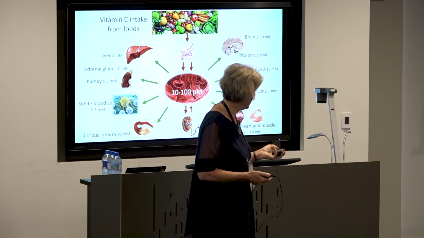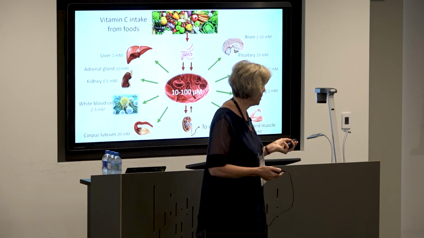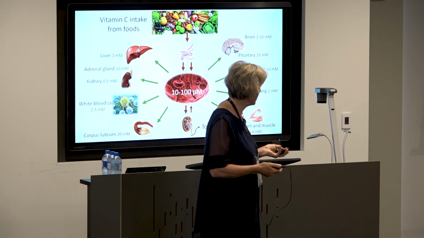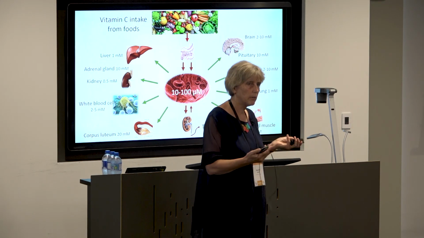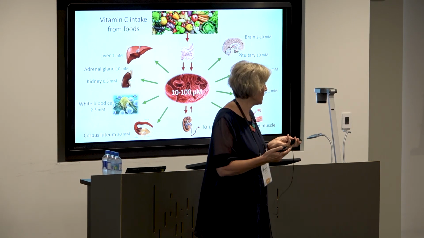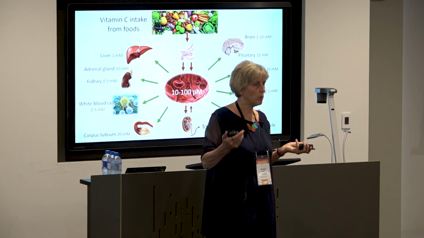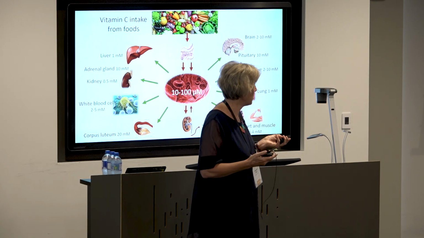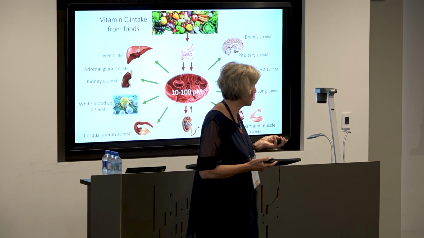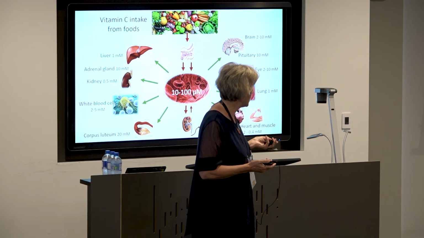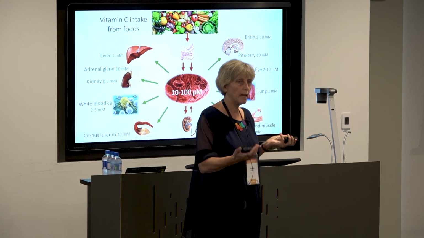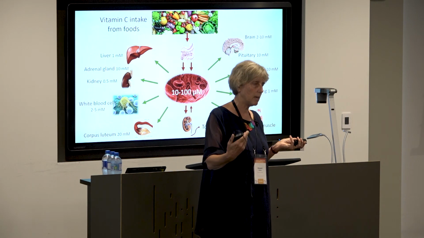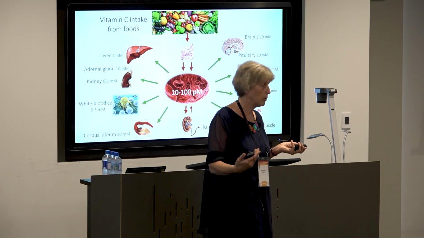Just go back to that one more point. One thing, you'll notice that there's quite a difference between the amounts in various tissues. Lots of these numbers are quite historical, and people originally thought, why is that? Why does the brain have really high levels? The pituitary, the corpus luteum, there are some odd tissues that have really high levels. The thought was that those tissues need vitamin C for a particular purpose.